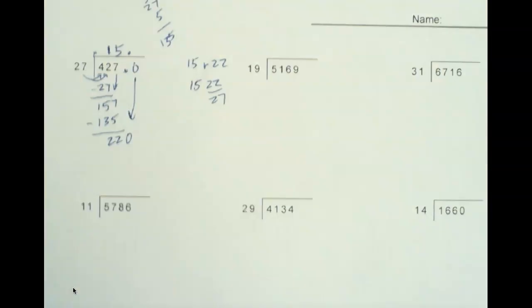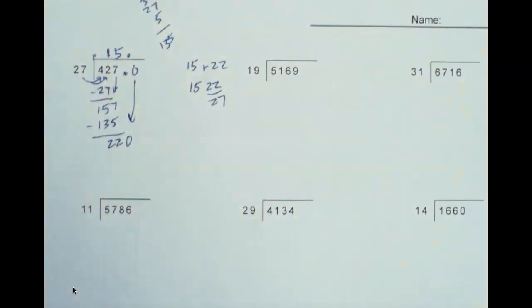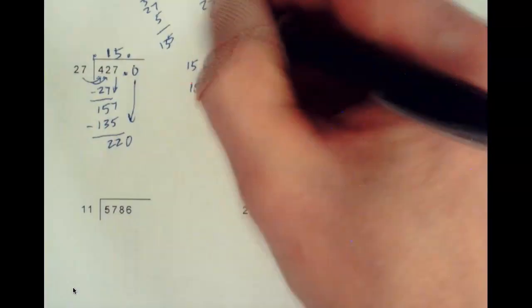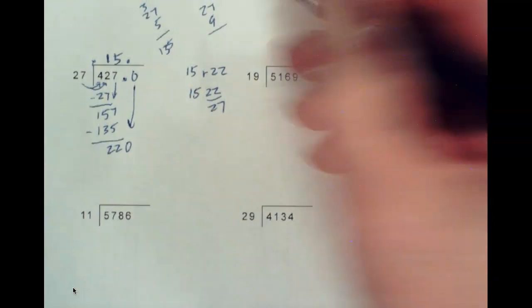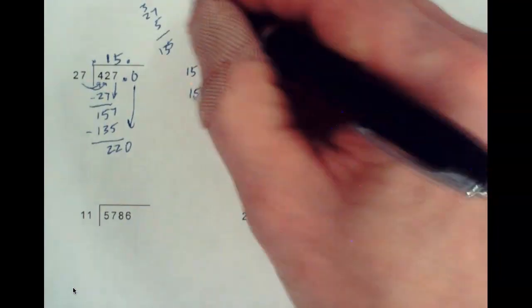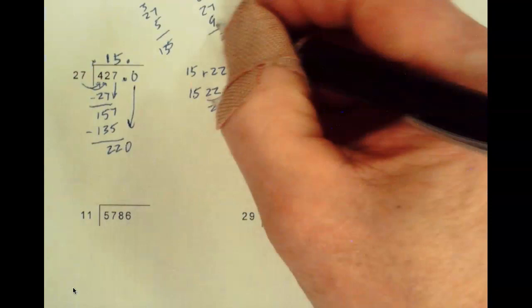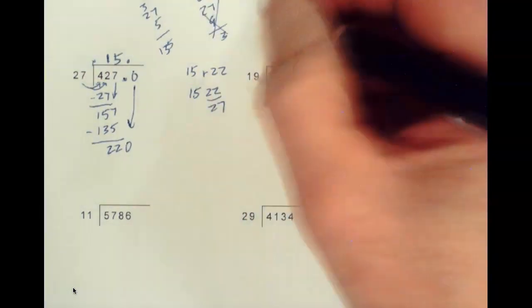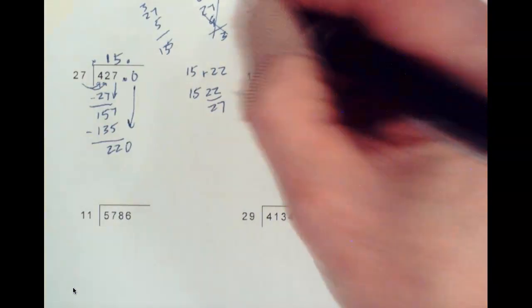Now, how many times does 27 go into 220? I think 9 times. Let me just multiply it out. 9 times 27. 9 times 7 is 63. Here's the 3. Here's the 6. 9 times 2. That's going to be too big. I can already see. How about, let's try 7 times 27.